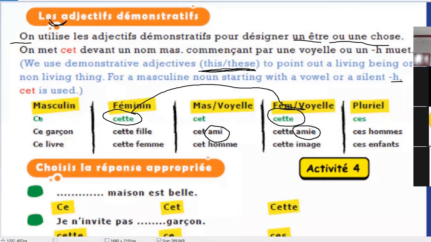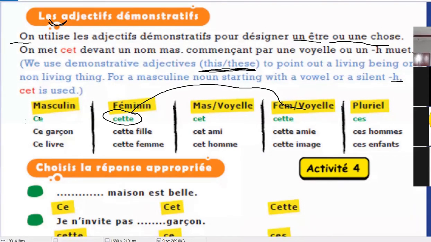Okay, this one is that. Who will do this? Please tell me. Anybody can read these two examples? Sir, can I, Abdurrahman? Okay, sure. Cette amie, cette image. Image, very good. Cette amie, cette image.